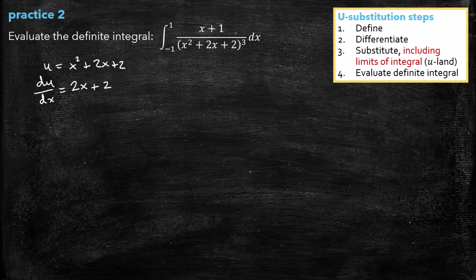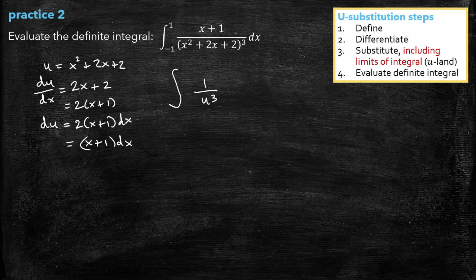And I'm already anticipating, because I see an x plus 1 there, that I might just factor this as 2 times x plus 1. And then let me isolate du: du equals 2 times x plus 1 dx. So I can begin to make the substitution. I know that I'm going to have 1 over u cubed. And I see that I have x plus 1 dx, so I'll get that 2 to the other side: half du. I'll make that replacement with half du.